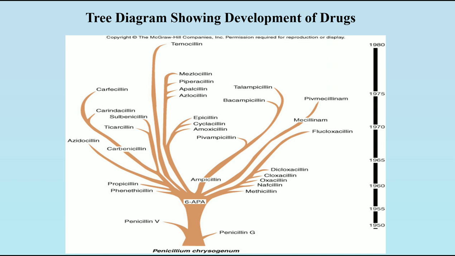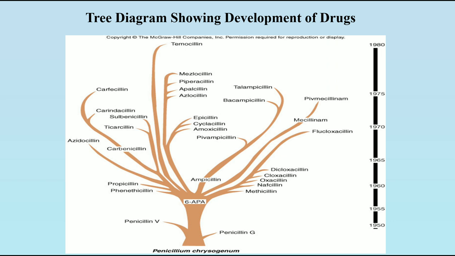And then on the right hand side, you can see that going from 1960 to 65, then 1970, then 1975, and up to 1980, there is a huge development of new drugs by modifying the basic structure of penicillin G or V. Some of the examples you can see on the right hand side during the 1960s are methicillin, nafcillin, oxacillin, cloxacillin, dicloxacillin, and during the 1980s at the top you can see temocillin, and on the left hand side you have different derivatives of penicillin like, during the 1965s, carbenicillin, ticarcillin.